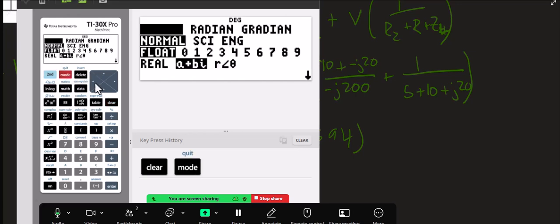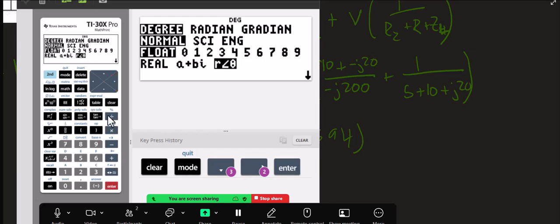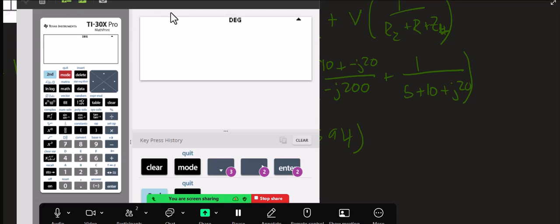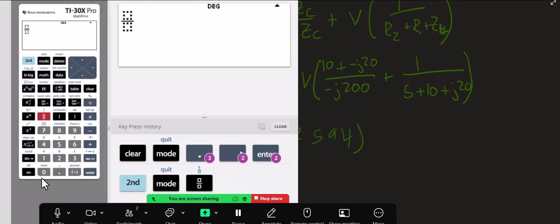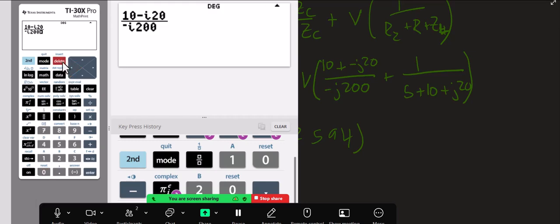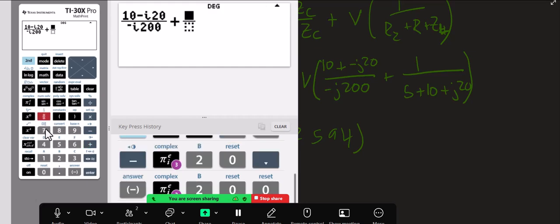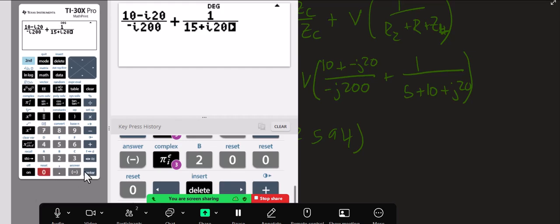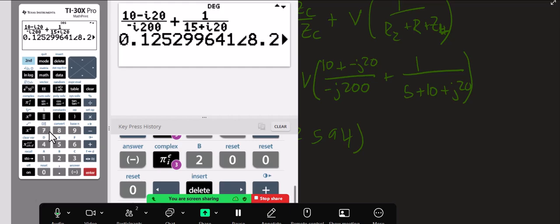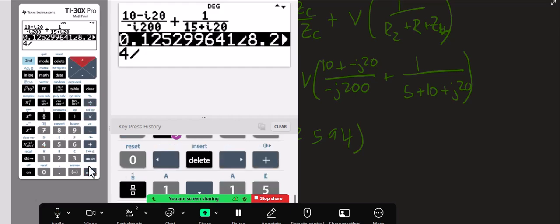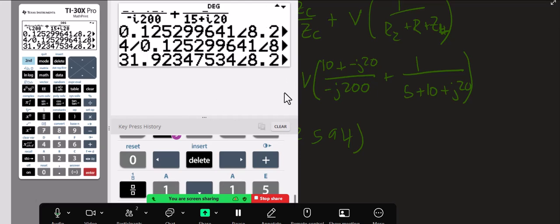So first I had it set in polar mode. And then I did 10 minus J20 over minus J200. Oops. Plus 1 over 15 plus J20. So I got that answer. And then I did 4 divided by that answer. And I got that. My answer says it's 31.92 angle negative 0.82.